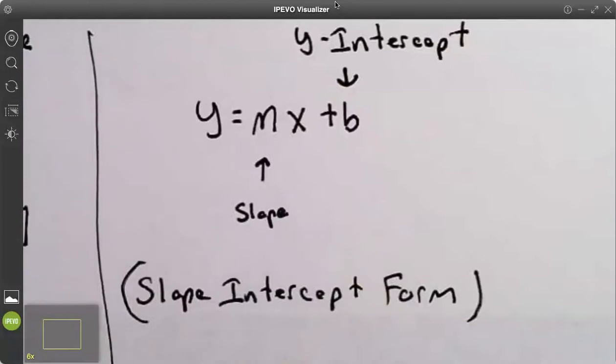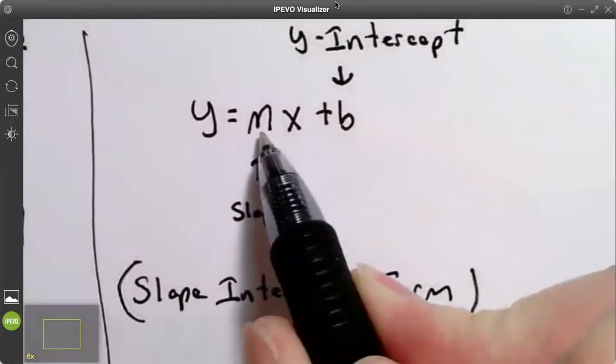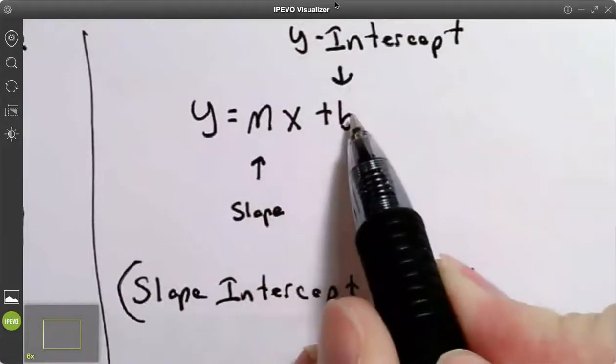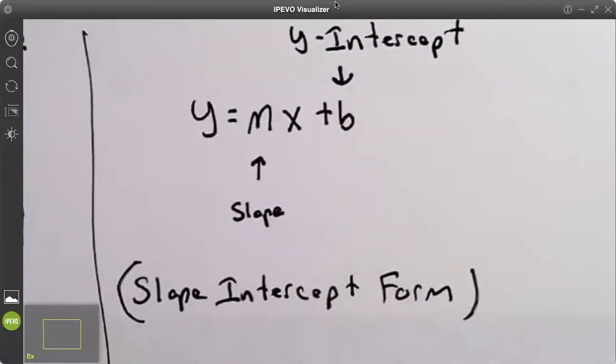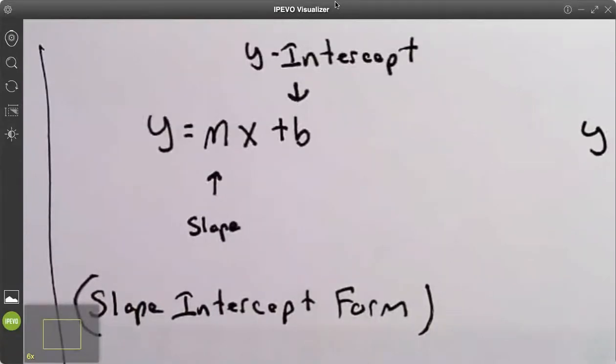We're not going to graph equations in this video, and we're not going to interpret graphs in this video, but we want to go ahead and start looking at slope-intercept form so that in our next video, we can start graphing. Slope-intercept form is y equals mx plus b. The m is your slope, and the b is your y-intercept. Very important that you know this formula forwards and backwards. Y equals mx plus b, slope-intercept form.